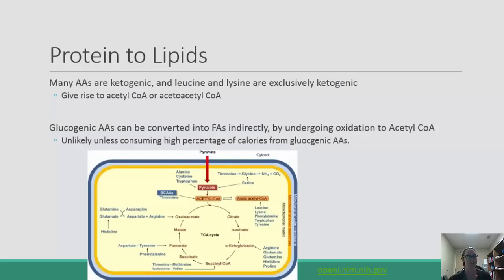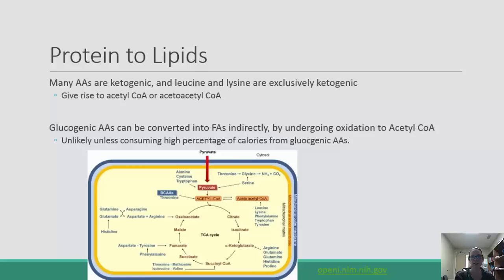All right, so we've talked about carbs and lipids, we've talked about carbs and proteins. Now let's talk about proteins and lipids. So many amino acids are ketogenic, meaning they give rise to either acetoacetyl-CoA or acetyl-CoA, okay? And those can be seen here. So we know that leucine and lysine are only ketogenic, while we have other amino acids here that are both glucogenic and ketogenic.